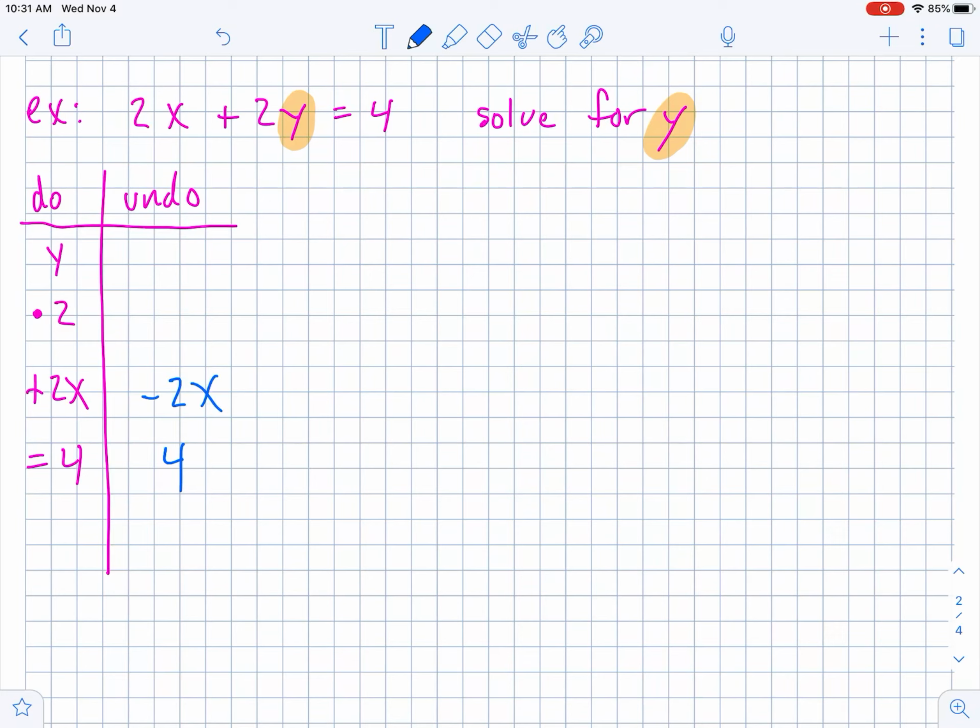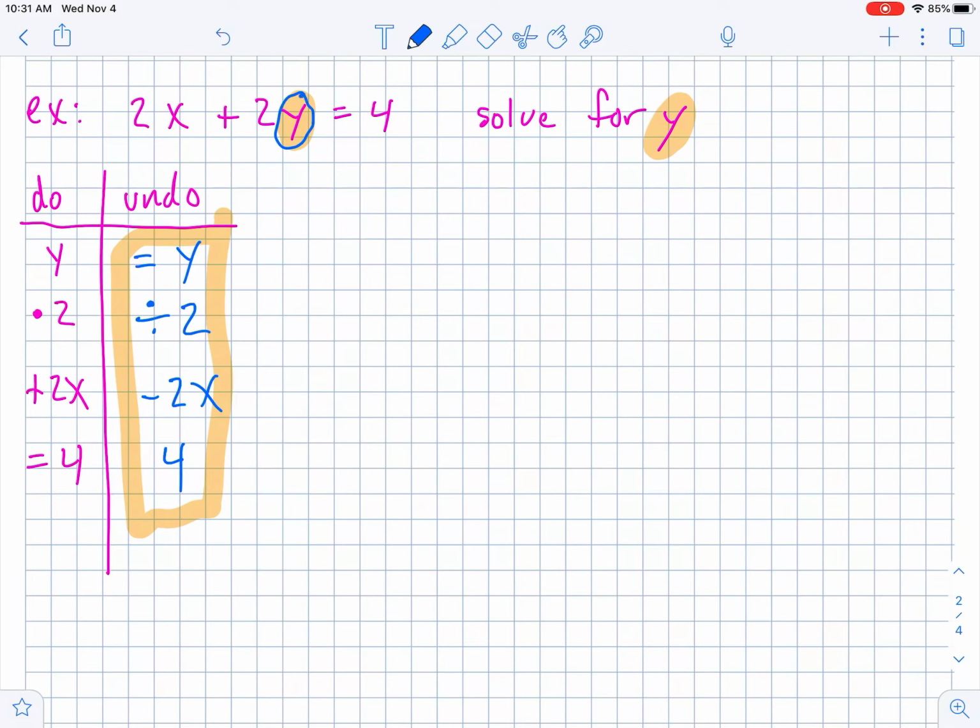So if we build our undo table, remember going from the bottom up, it's going to be 4 subtract 2x divided by 2 is going to be equal to y. And that actually kind of is the answer. The answer is 4 minus 2x over 2 is equal to y.